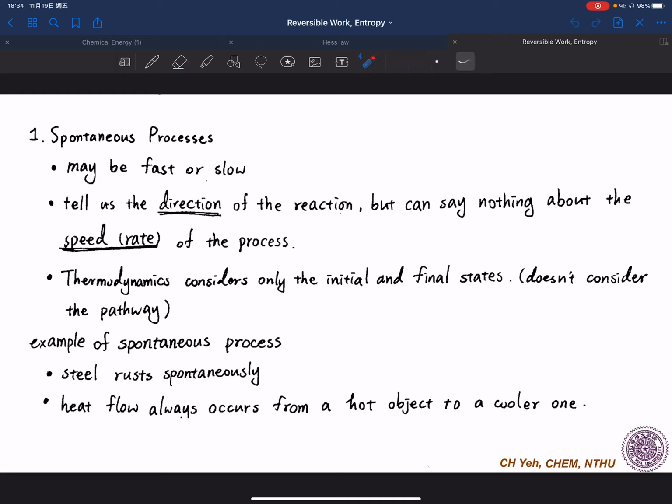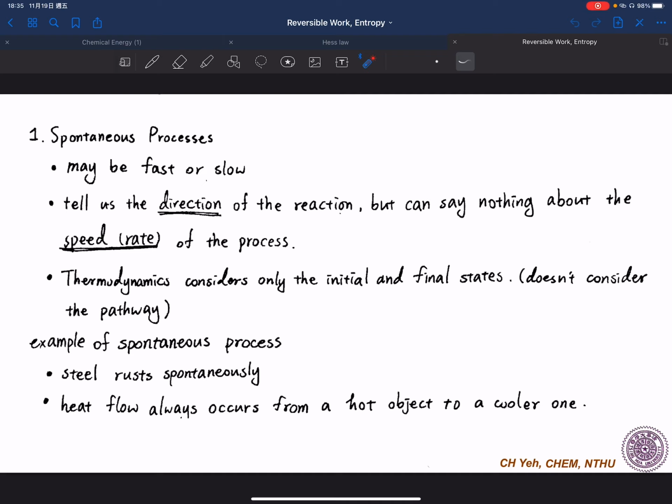The first thing about this chapter is the spontaneous process. I think you have already learned in class that if a reaction is spontaneous, then the entropy should increase to a larger value, which means that if a reaction is spontaneous, then the degree of chaos (乱度) should be higher when the reaction is finished.